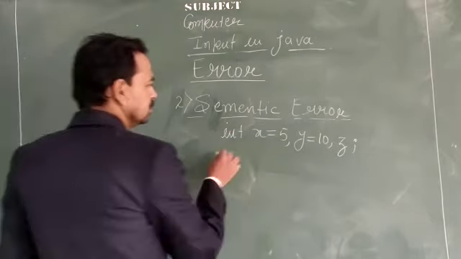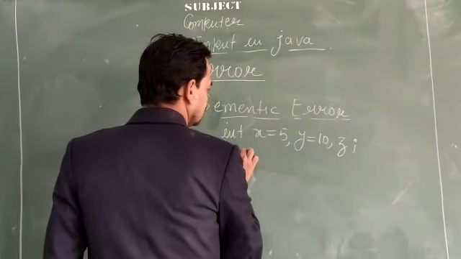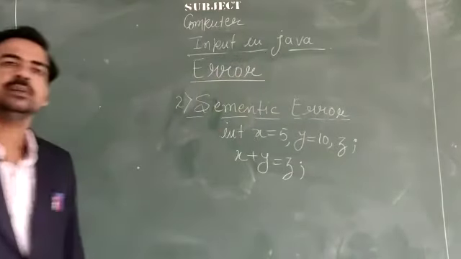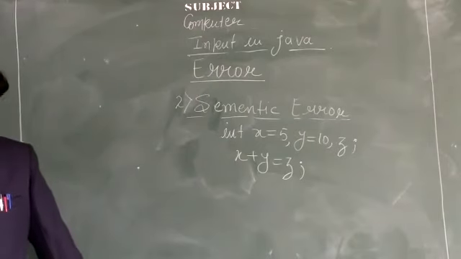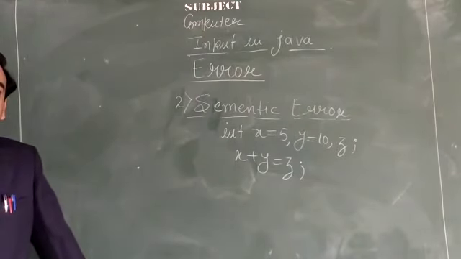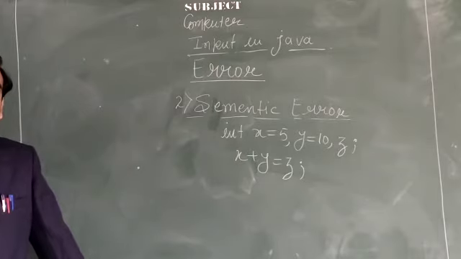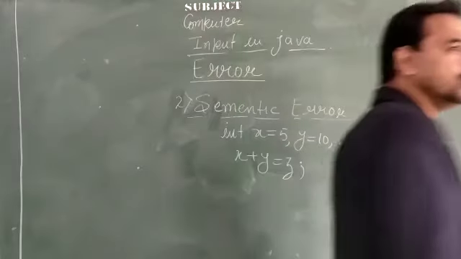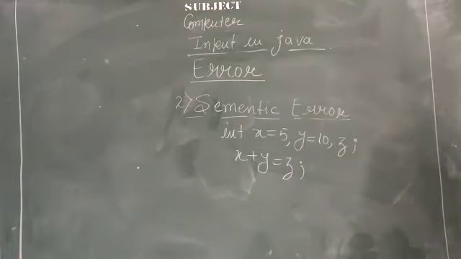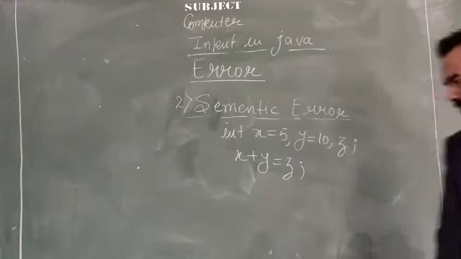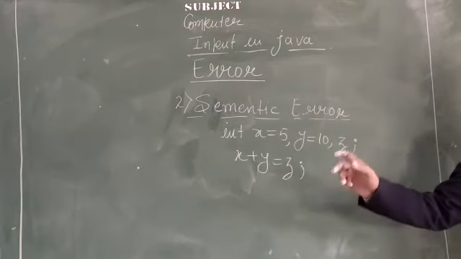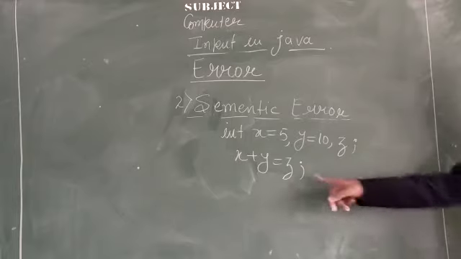Now listen. x + y = z. Is there any error in this statement? Say yes or no. Don't know. Am I right? Listen. It looks syntactically correct, because as per the rule, each and every statement should be terminated by a semicolon. We have put the semicolon.